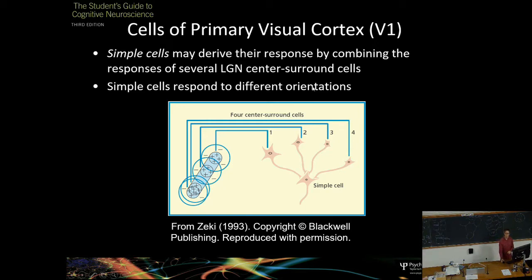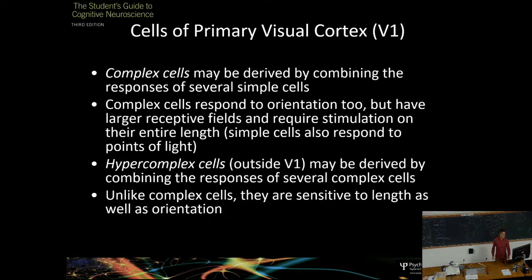So they respond to different orientations, but they also respond to points of light along this. Complex cells are seen as the next stage in the hierarchy, where you can imagine that several simple cells are being combined. Here, the characteristic is that it responds again to a particular orientation, so it might respond to this orientation and not that one. But it might also respond to particular lengths. For instance, you might have to stimulate the whole length of the receptive field, not just a part of it, to get it to fire.